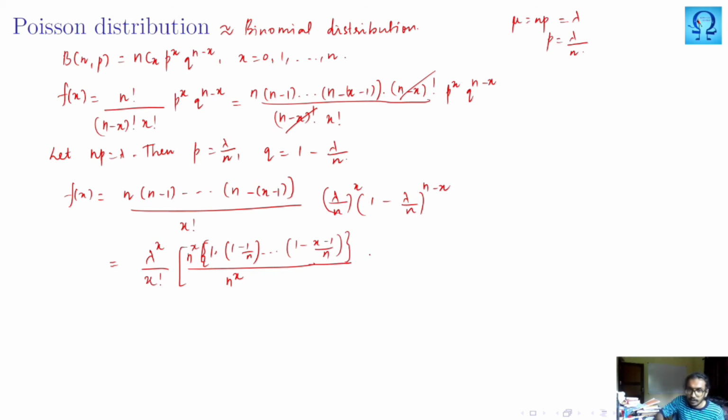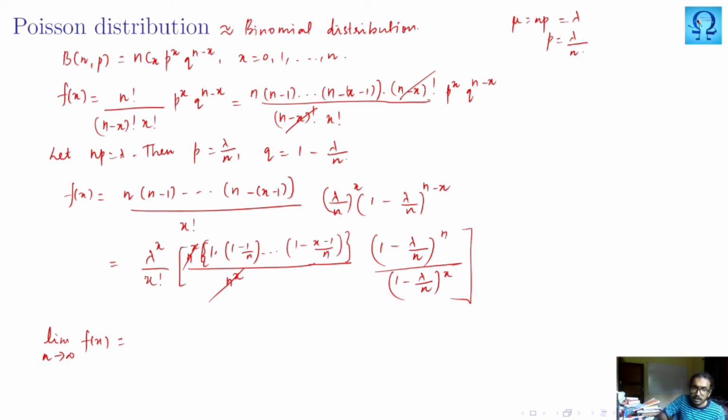Okay, lambda to the power x we have taken out. So 1 minus lambda upon n to the power n, and this minus x, let me bring it down. So this is what we have. This n to the power x and n to the power x get cancelled. Now let us take the limit n approaches infinity of this f of x. What happens? It is independent of n, so it remains the same. Here 1 minus this quantity is 1. Again likewise this quantity is 1. So 1 minus 0 is 1 only. So from here we get 1 itself.